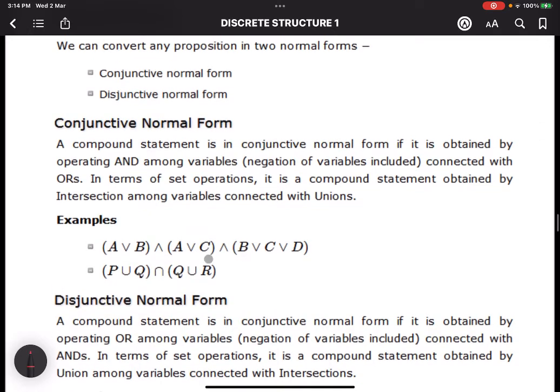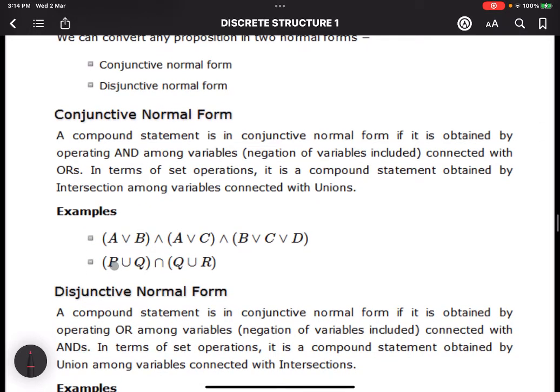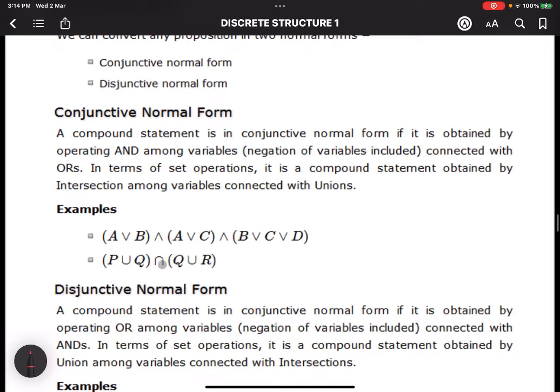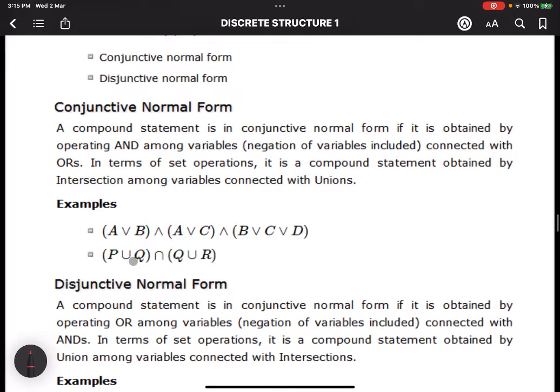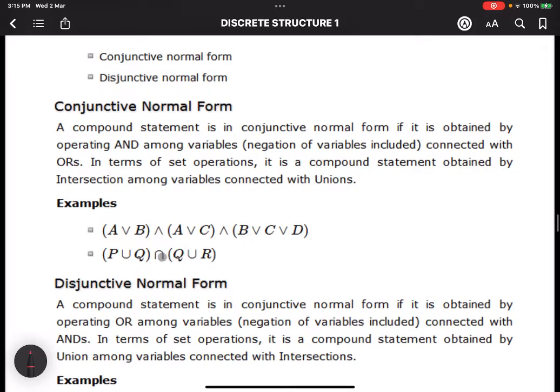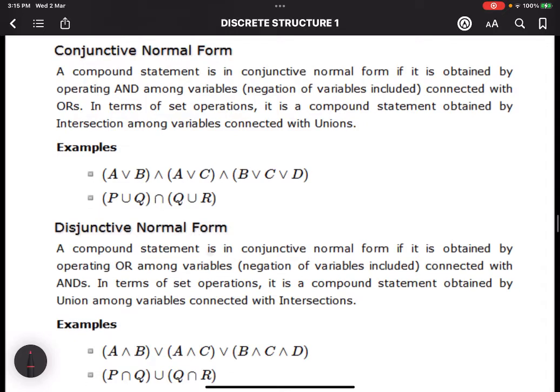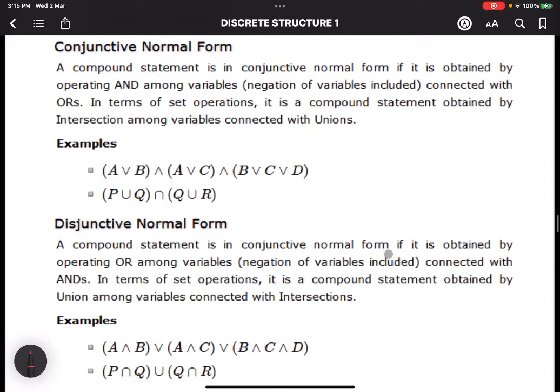That is the first example. For the set version, the union of P and Q is the intersection of the union of P and Q and the union of Q and R. So the intersection of P, Q and R is the union of P and Q and R. Disjunctive normal form: a compound statement is in disjunctive normal form if it is obtained by operating OR among variables, negation included, connected with ANDs.